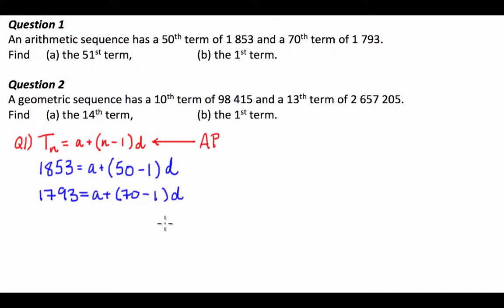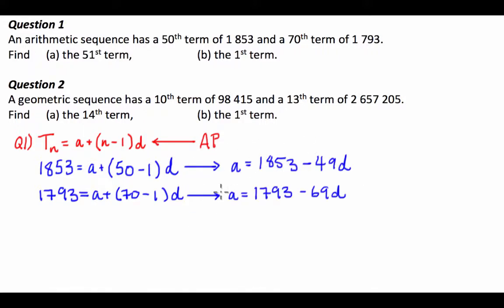So what I'm going to do now, guys, is simplify both of these expressions, and then put them both in terms of a. So let's go about doing that for the first one. Now that they're both equal to a, guys, we're going to make these things equal to each other. And so what that's going to look like is 1853 minus 49d equals 1793 minus 69d.